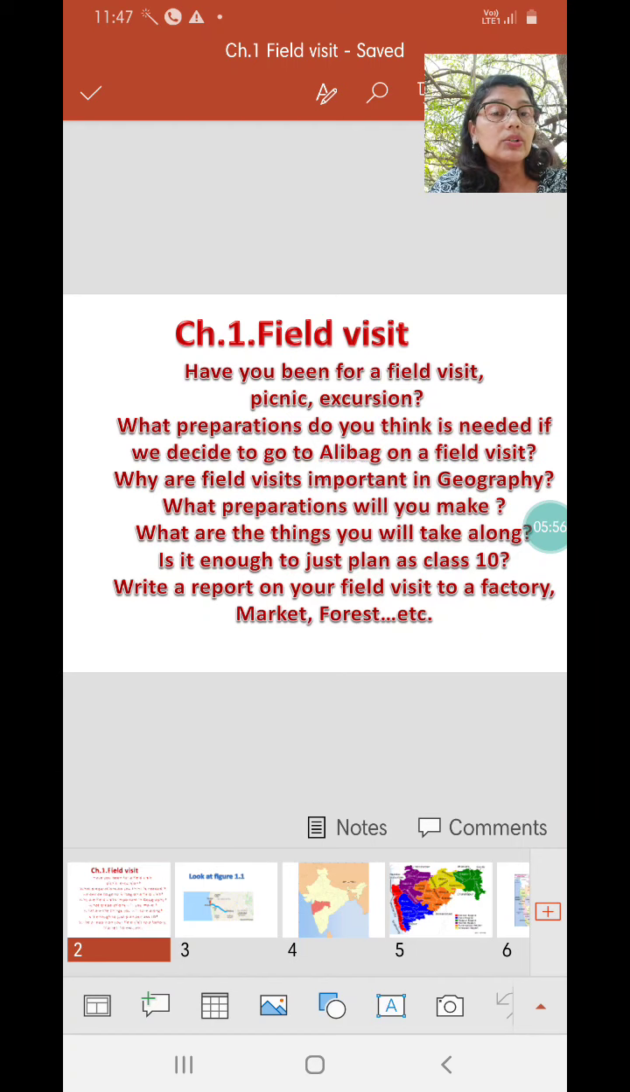Okay, then we also think about the climate that we may come across. That also comes under preparation. We need to prepare ourselves to face the climate that we may be facing over there. Then, besides taking the permission of your principal, you also have to take permission. Suppose if you are visiting a factory, you have to take an advance permission.